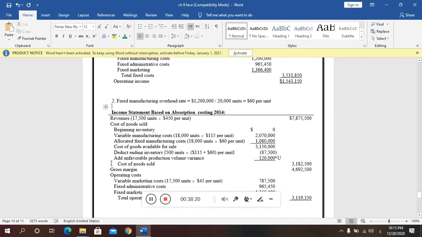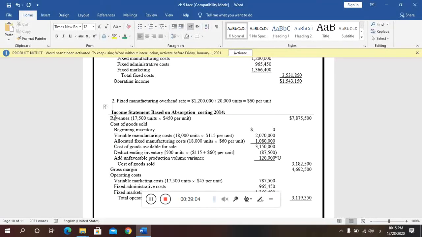We will prepare the income statement under absorption. Revenue is clearly simple: units sold multiplied by selling price. Cost of goods sold, total, because we use the absorption method. Total cost of goods sold equals beginning inventory 0 plus variable manufacturing cost: variable cost per unit multiplied by units of production, or units produced, which is 18,000, plus fixed manufacturing cost: units produced multiplied by fixed cost per unit. That gives cost of goods available for sale.